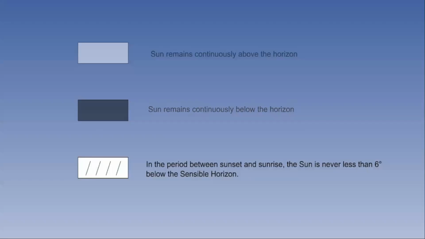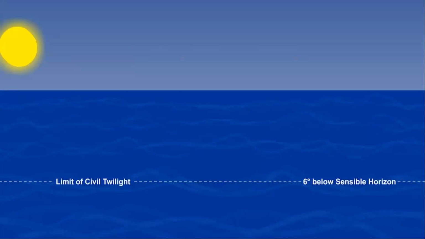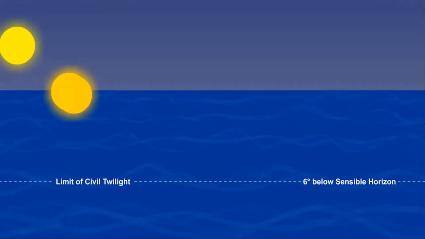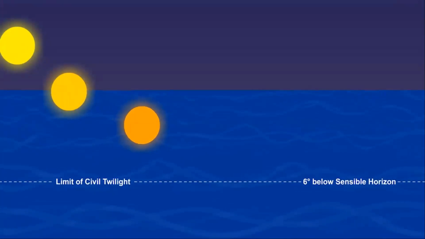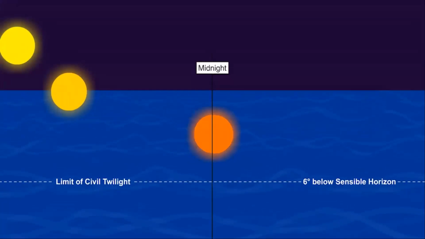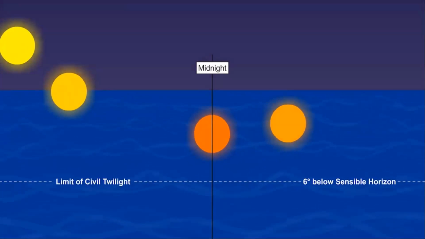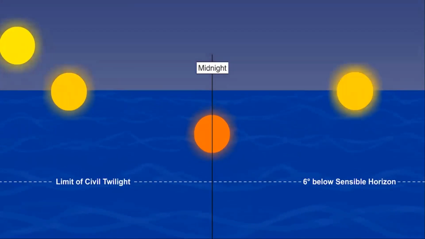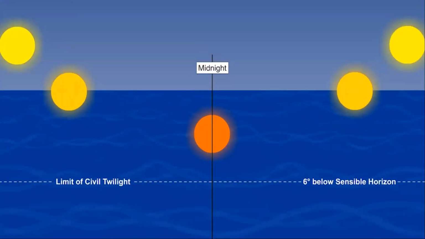And the final symbol means that in the period between sunset and sunrise, the sun is never less than 6 degrees below the sensible horizon. This occurs during a high latitude summer. The sun sets, but at its lowest point, at midnight, it has not reached 6 degrees below the horizon. We still get a sunset and sunrise, but twilight lasts all night.